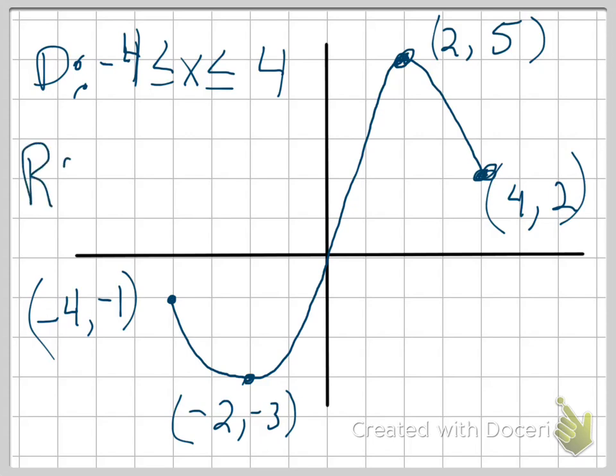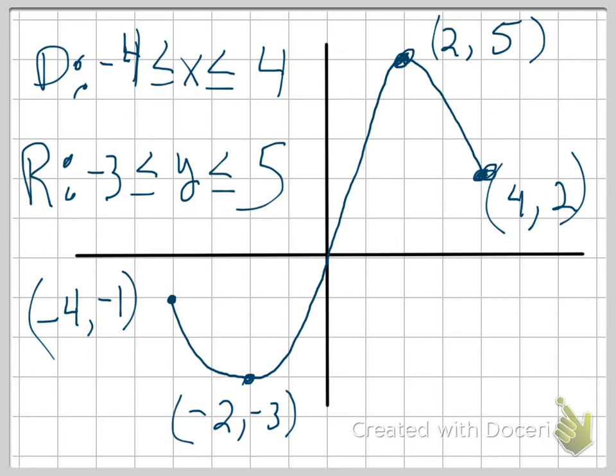Now the range, again, y values, the smallest y value is negative 3, and the biggest y value is 5. So the range is negative 3 is less than or equal to y, less than or equal to 5.